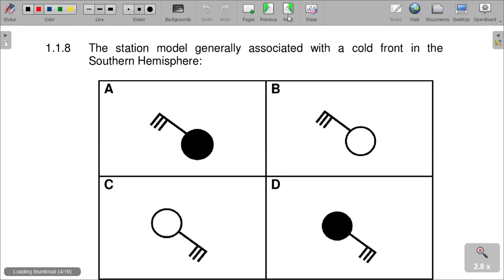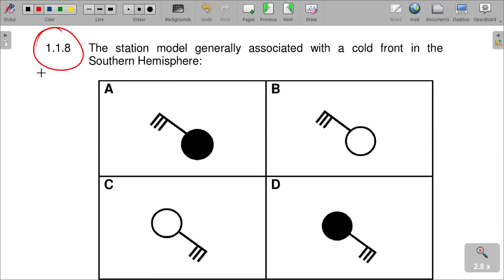Next question, number 8. The station model generally associated with the cold front in the southern hemisphere. You can see this examiner, the person who set this paper, has a nice liking for France and the cyclones and stuff. So as you can see, number 1.8, we are saying the station model generally associated with a cold front in the southern hemisphere.